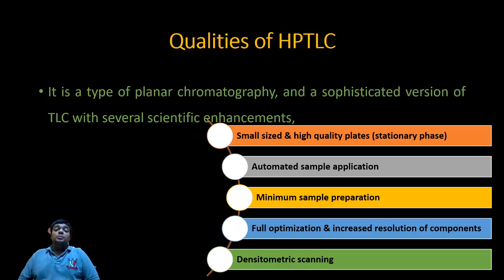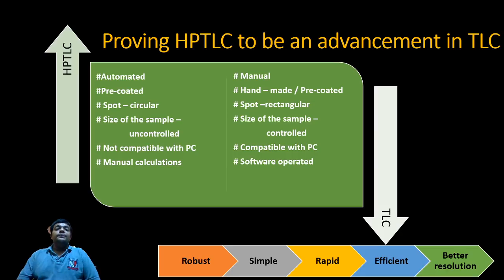But these were the qualities of HPTLC that have made it so popular that in natural product chemistry today people are choosing HPTLC rather than TLC, proving HPTLC to be an advancement in TLC. What are the points that can prove that HPTLC really is an advance in TLC? Number one, HPTLC is a totally automated technique, whereas TLC is a totally manual technique. Number two, HPTLC always has a pre-coated stationary phase, that is a sheet of alumina on which a very fine layer of silica gel is coated.